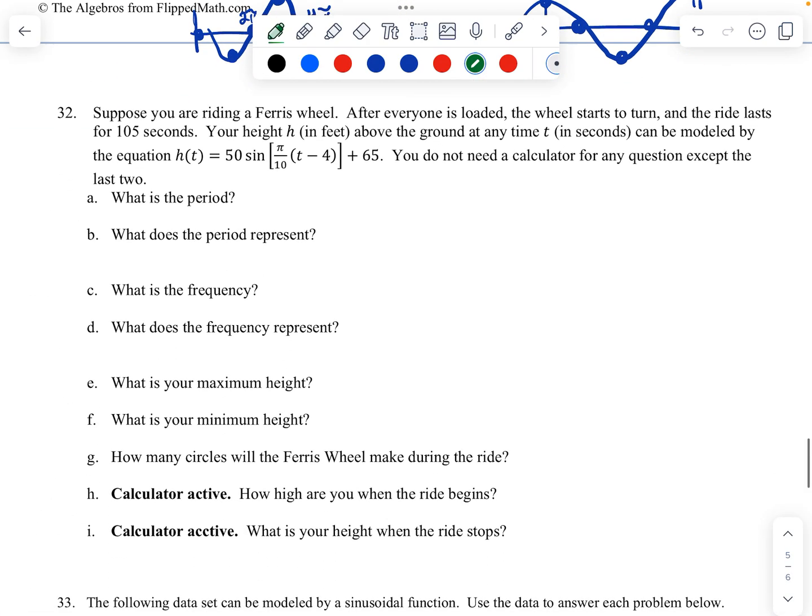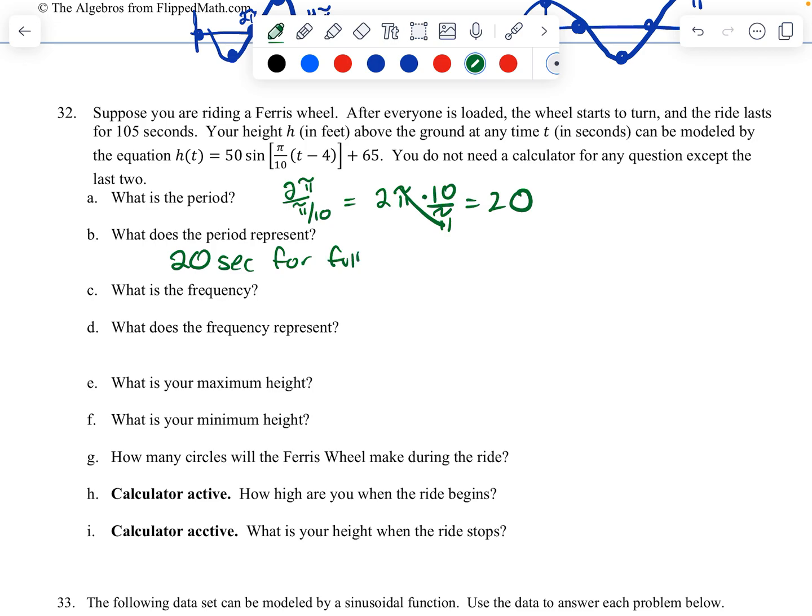Suppose you were riding a Ferris wheel. After everyone is loaded, the wheel starts to turn and the ride lasts for 105 seconds. Your height above the ground is modeled by this equation. You don't need a calculator. So what is the period? So 2 pi divided by pi over 10. And again, to divide fractions, 2 pi times 10 over pi. So it's 20. So what does the period represent? So it takes 20 seconds for a full rotation.